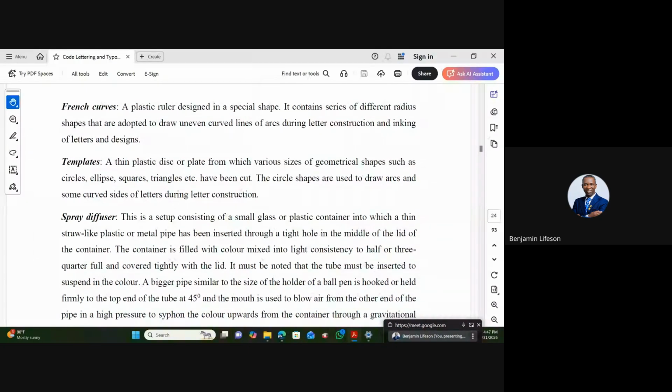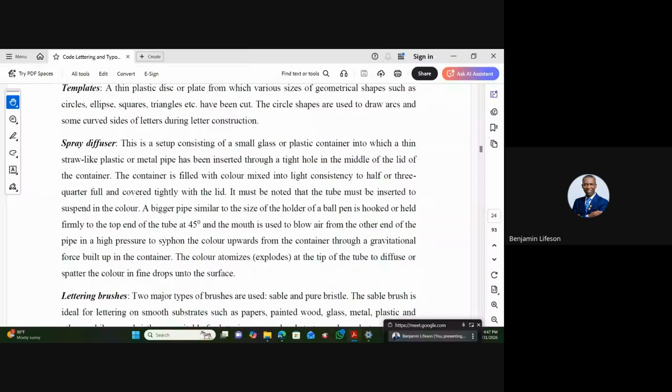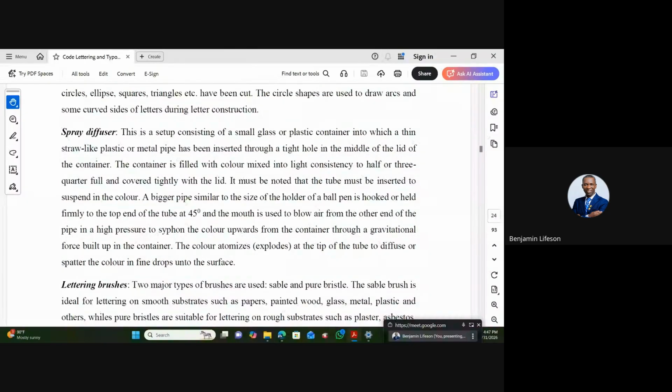templates. The template is also plastic, having geometrical shapes like circles. When you buy a stencil, that plastic plate with cut-out shapes on it, that is what we call a template. Then we have the spray diffuser.